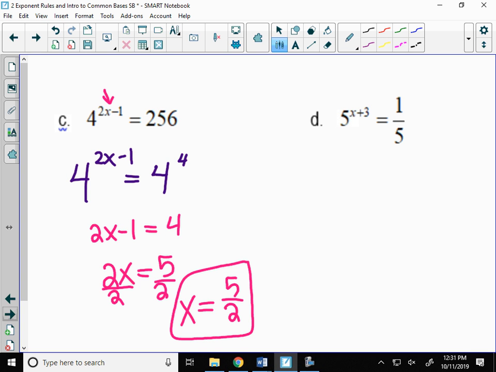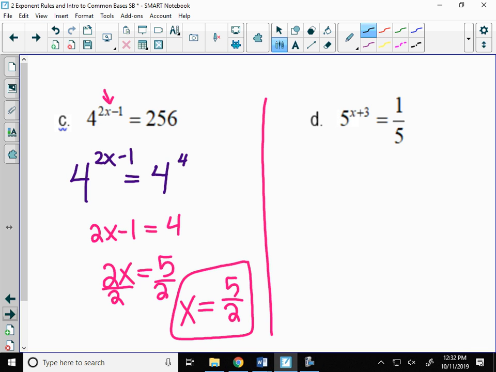Well, you just play around with it. You either have to know the powers from yesterday, knowing 4 to the 4th, or just take 4 to the 1st, 4 to the 2nd, 4 to the 3rd, and just guess and check until you find it. You'll get better at these the more we do them, I promise. You've only seen this for like 4 minutes right now, so it's not that easy yet.